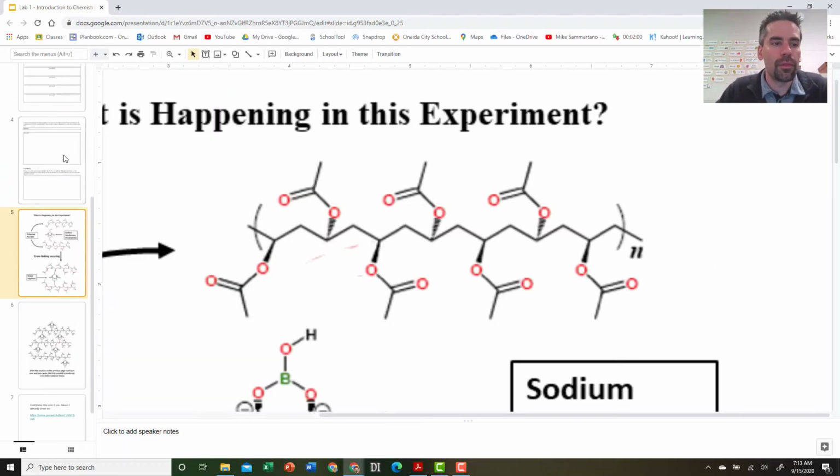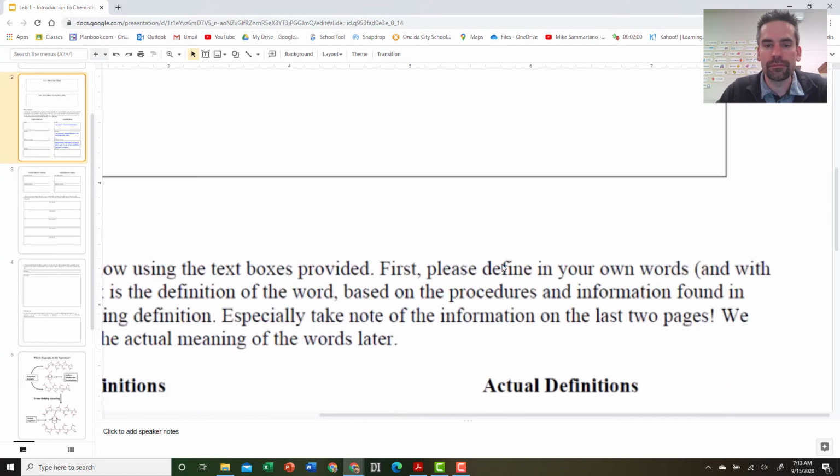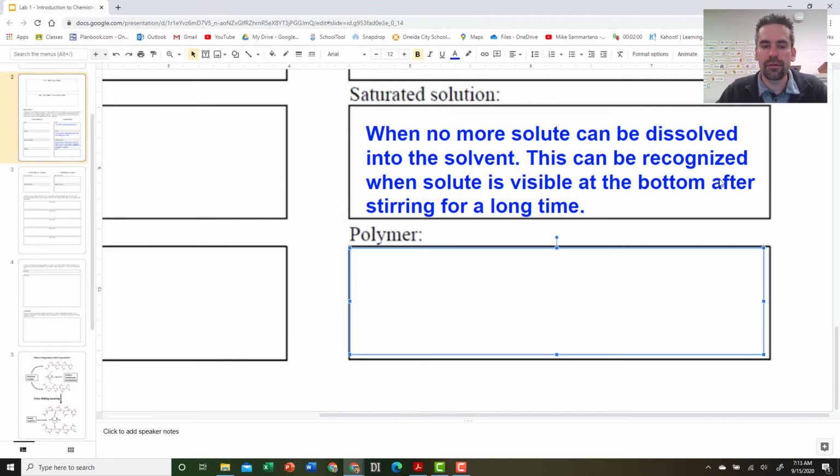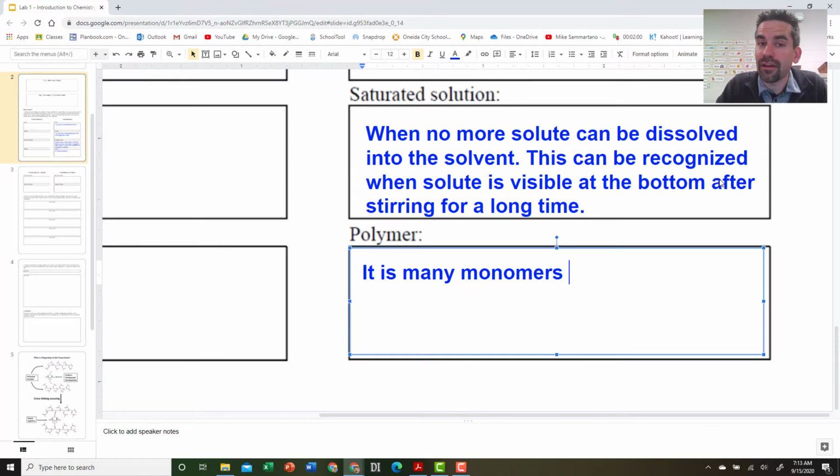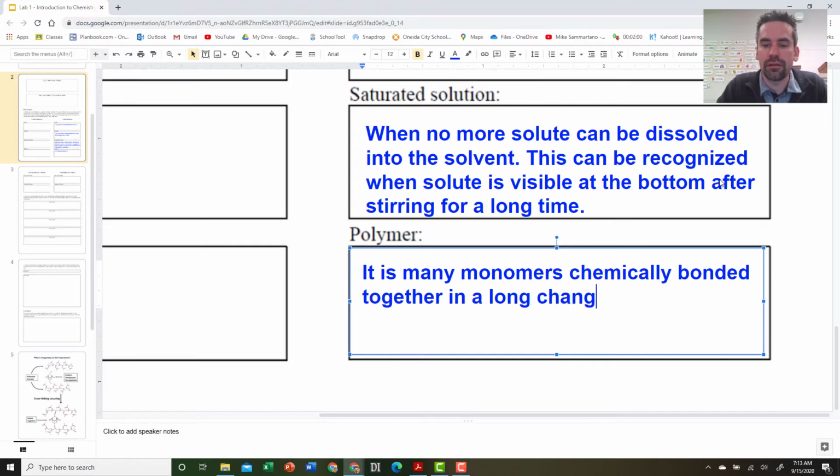Okay, so a polymer, we're going to define that here. It is many monomers, and we're not going to say stuck together. We're going to use a term in chemistry, chemically bonded together in a long chain. That's a polymer, okay? And there are lots of polymers in nature and around us.